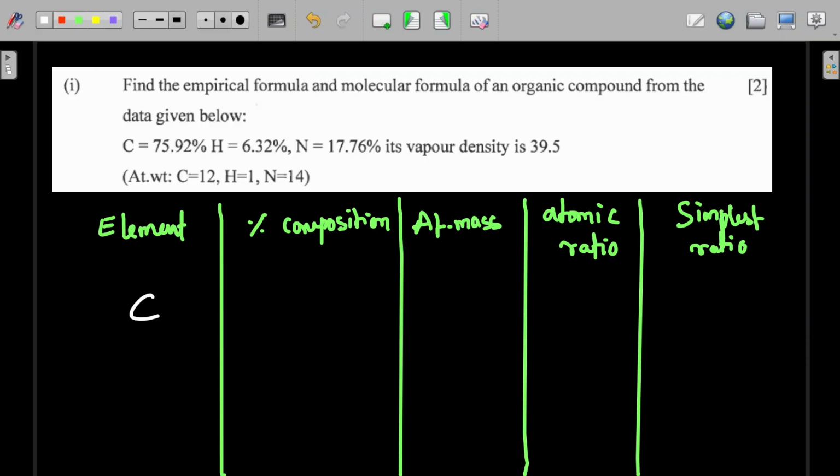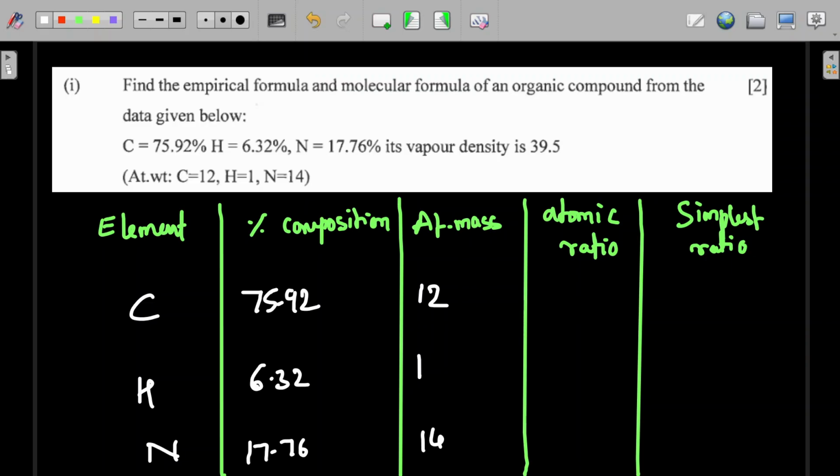So here first carbon 75.92, atomic mass is 12. Then comes hydrogen 6.32, 1. Nitrogen 17.76, 14. So atomic ratio, how do we find? You take percentage composition divided by the atomic mass. 6.32 by 1. 17.76 by 14. Use a calculator and tell me what values you're getting here.